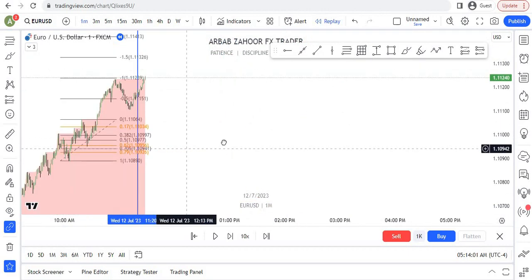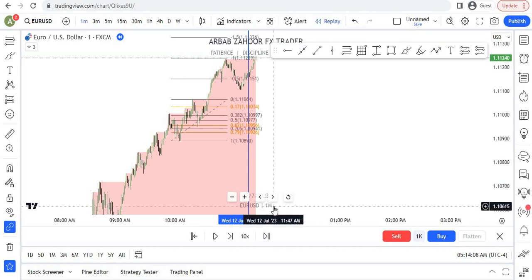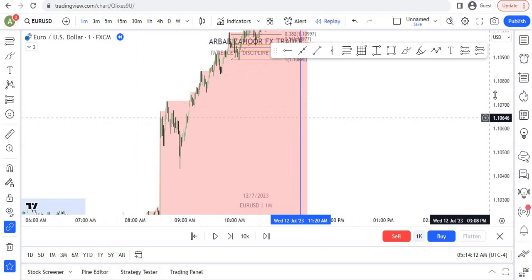Okay, remember the point, you have to find out the daily bias, then after 8:30 to 11 a.m. you have to find this setup every day, in every pair, every time.